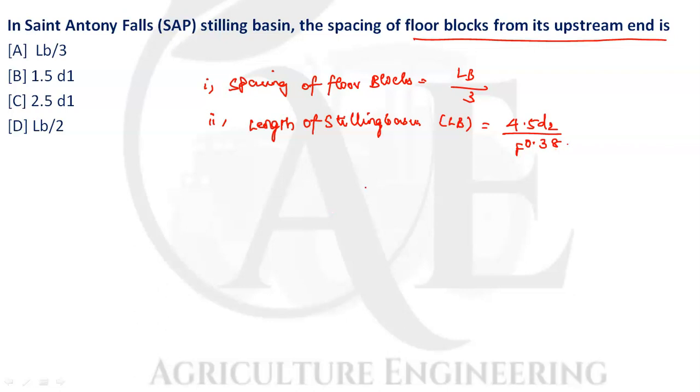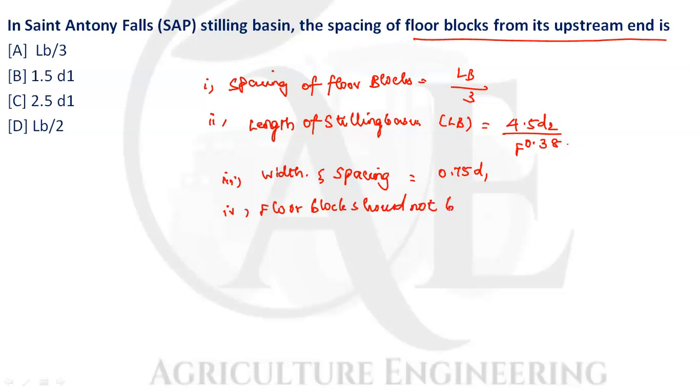Then for the width and spacing of the chute blocks and floor blocks, width and spacing. So these are the design criteria of St. Anthony Falls stilling basin. So please note it down. Anything can be asked in examinations. Width and spacing means 0.75 D1. And then the floor blocks should not be closer than 3 by 8 of D1 from side walls of basin. These are the important points. So here the answer is option A, because we are asked to find the spacing of the floor blocks from its upstream end. From its upstream end, it is LB by 3.